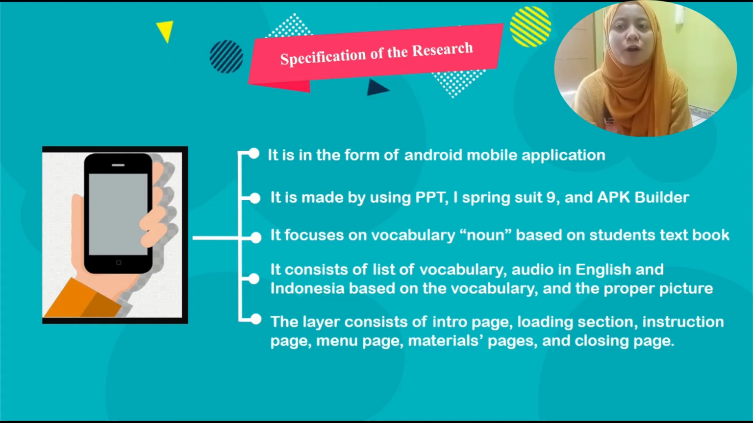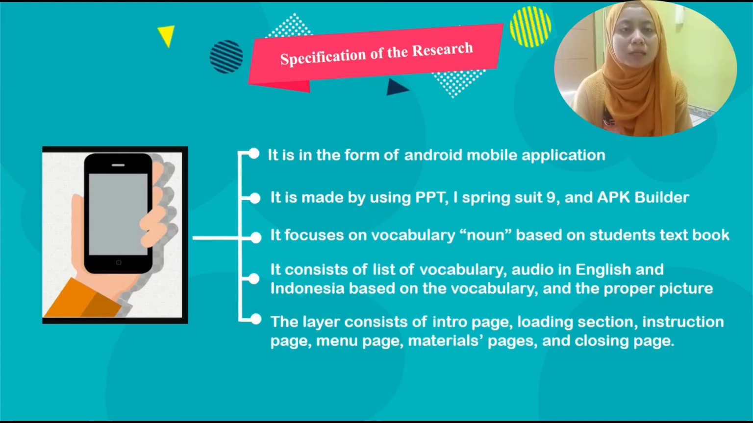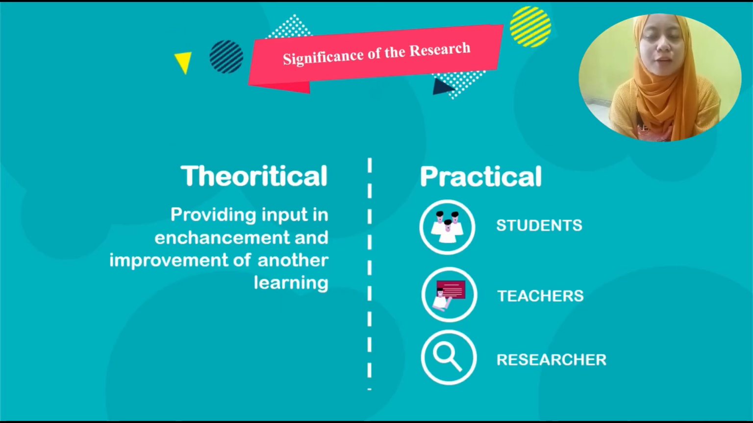Now, let's discuss the specification of the product. First, it is in the form of an Android mobile application. Therefore, this product must be used and implemented on a mobile phone. Second, it is made by using PowerPoint, iSpring 9, and also APK Builder. Third, it focuses on vocabulary nouns based on students' textbook. And then, it consists of a list of vocabulary, audio in English and Indonesian based on the list of vocabulary, and also the proper picture based on the list of vocabulary. And the last one, the layers consist of intro page, loading session, instruction page, menu page, materials pages, and also closing page.